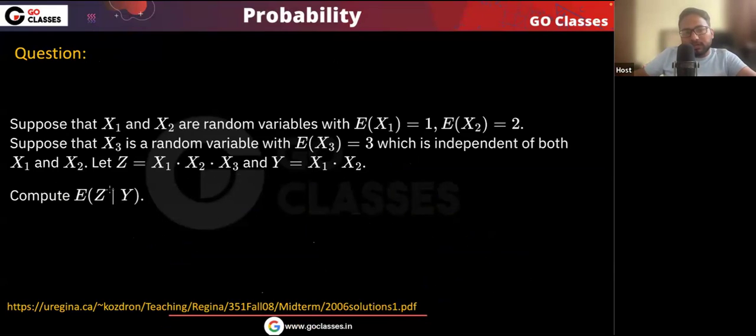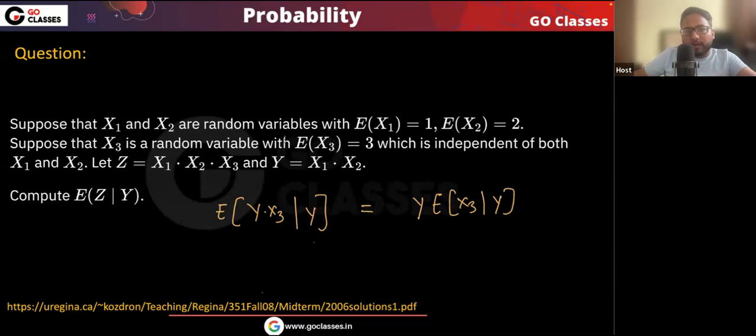So what they're trying to say is that the expectation of Z is, you can say, x1 x2 x3, or if you want you can write it as y times x3. Since y is known you can take it outside, times the expectation of x3 given y. And x1, x2 and x3 are all independent, and x3 is independent of both x1 and x2. They have not given the relationship between x1 and x2, whether they are dependent or independent, but it doesn't really matter for this question.